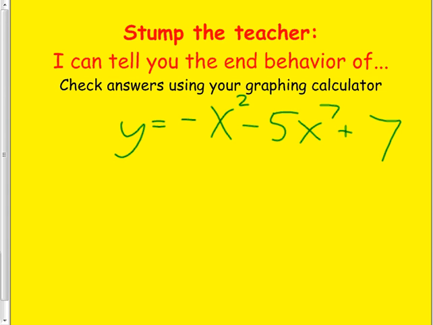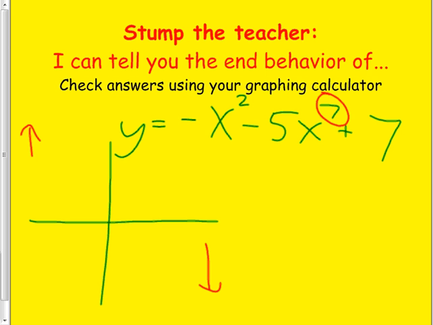Okay. So now if I had to tell you what yours would look like, I would say, let me think now. Yours is up on this end and it's down on that end. Now what it does in between, I'm not absolutely positive, but since it's got a degree 7, it's probably got 6 turns in it. So watch the turns. 1 turn, 2 turns, 3 turns, 4 turns, 5 turns.